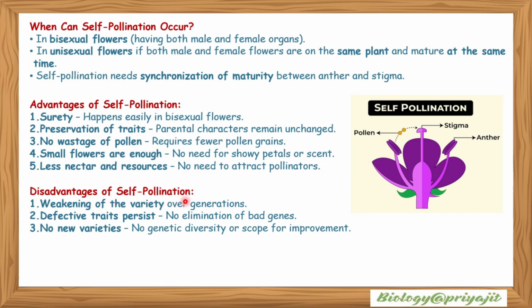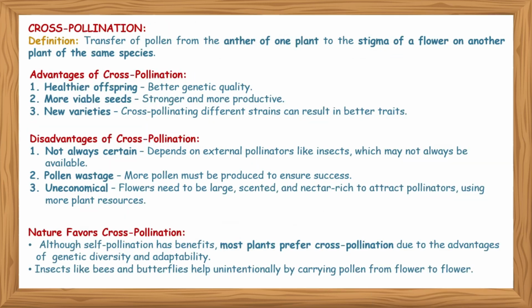Disadvantages of self pollination: weakening of the variety over generations. Defective traits persist, with no elimination of bad genes. No new varieties, no genetic diversity or scope for improvement.